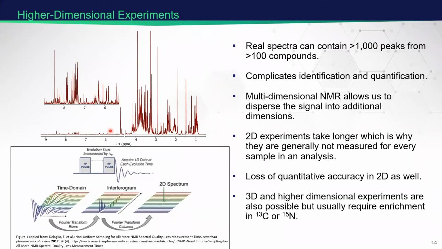You might selectively choose some or pool samples. Also, you lose some quantitative accuracy in these 2D experiments. Higher dimensions are also possible, but when you get into those, you really have to consider labeling.